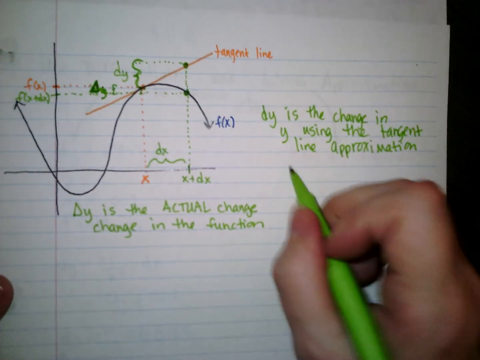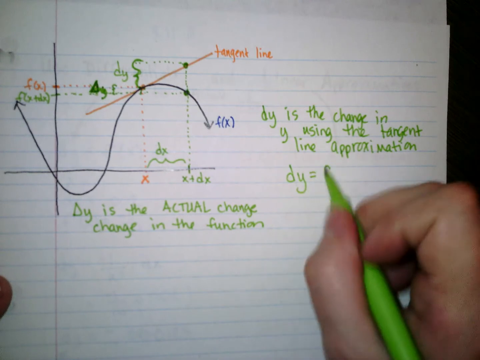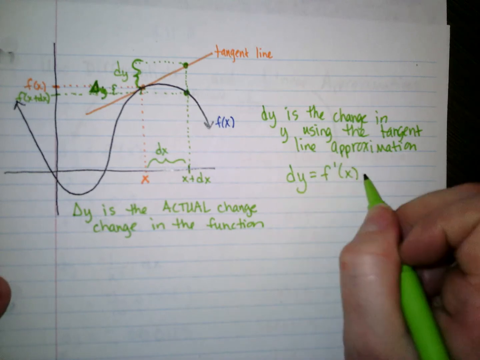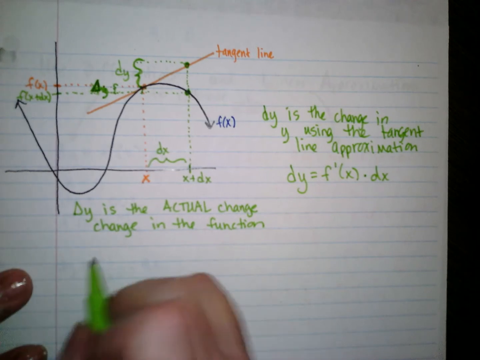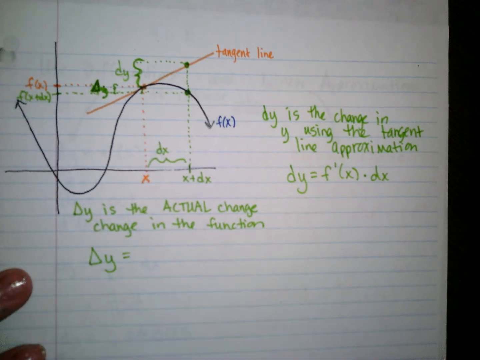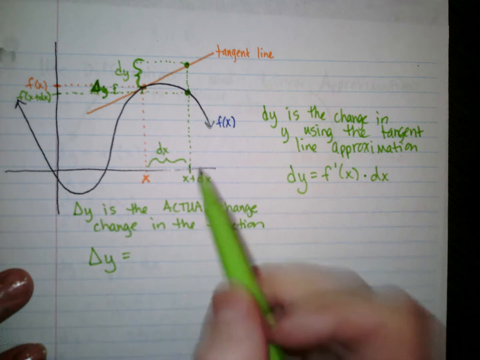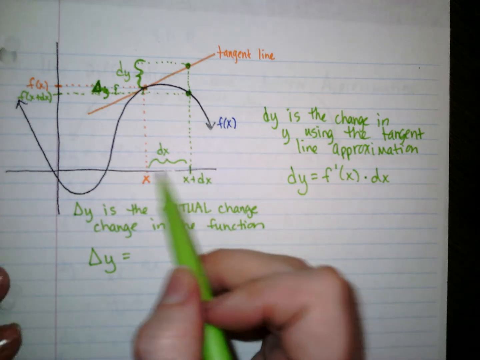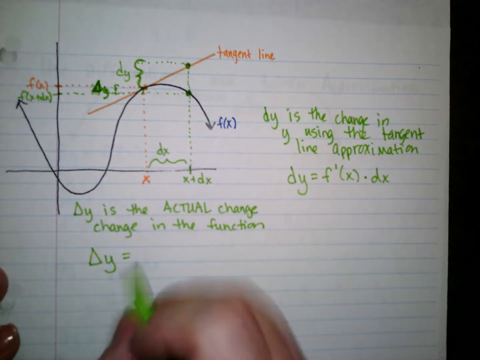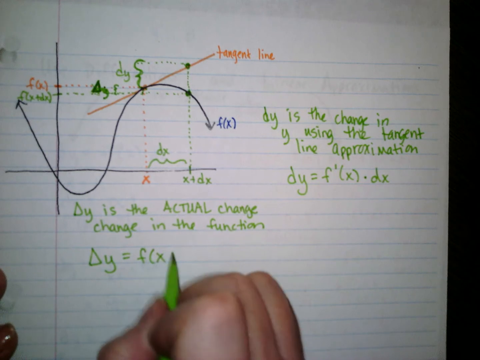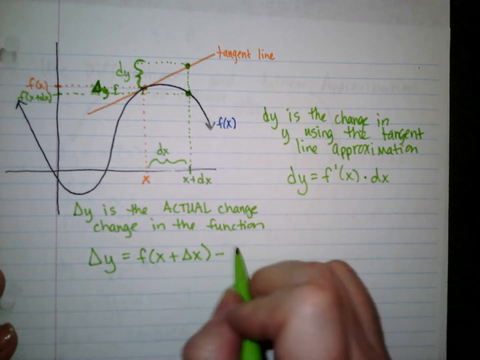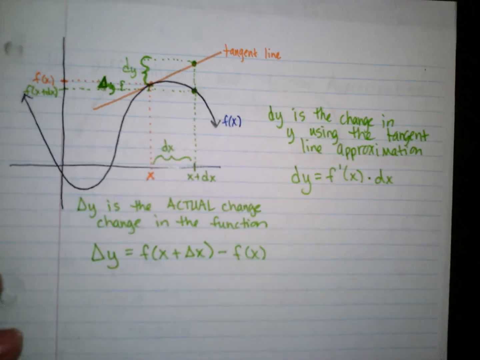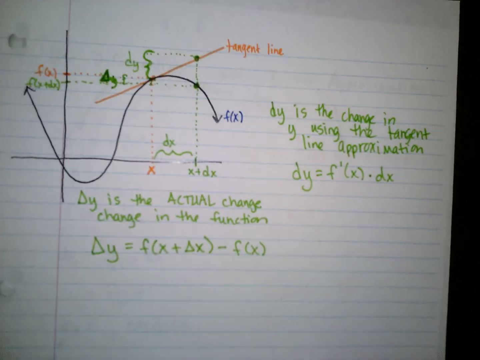dy, as we've talked about, is f prime of x times dx. Now, delta y is the difference between my second ordered pair and my first ordered pair. So my second ordered pair is f of x plus delta x, and my first ordered pair is f of x. Now, why did I put delta x here instead of dx?